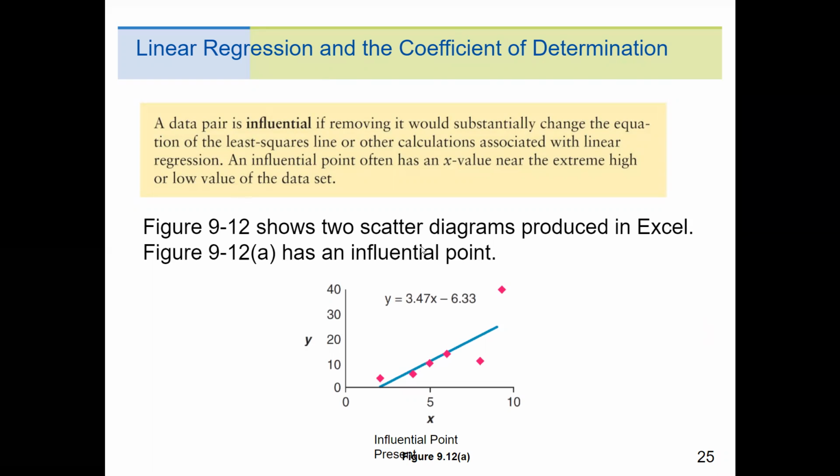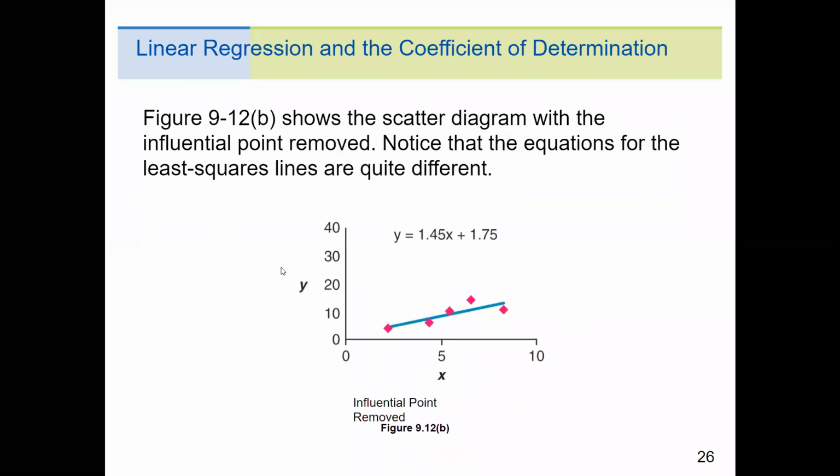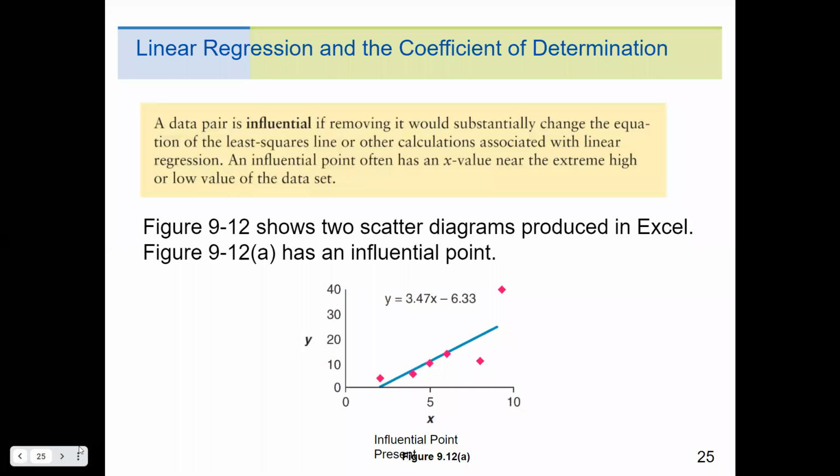So 9.2 shows two scattergrams produced in Excel. 9.12a has an influential point. You can see it right up there, whereas 9.12b shows a scattergram with the influential point removed. Notice that the equations for the least squares lines are quite different. So let me back up and show you that again.